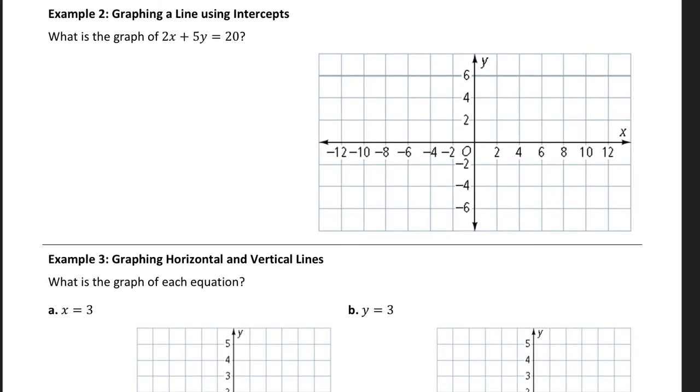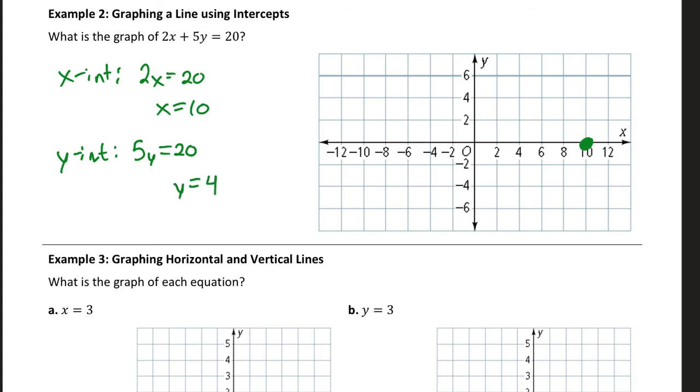Just like we did before, find my x-intercept by substituting 0 for y, which really is just 2x equals 20. Divide both sides by 2. My x-intercept is 10. Now find my y-intercept. I substitute 0 for x, which makes this 5y equals 20. Divide both sides by 5. My y-intercept is 4.